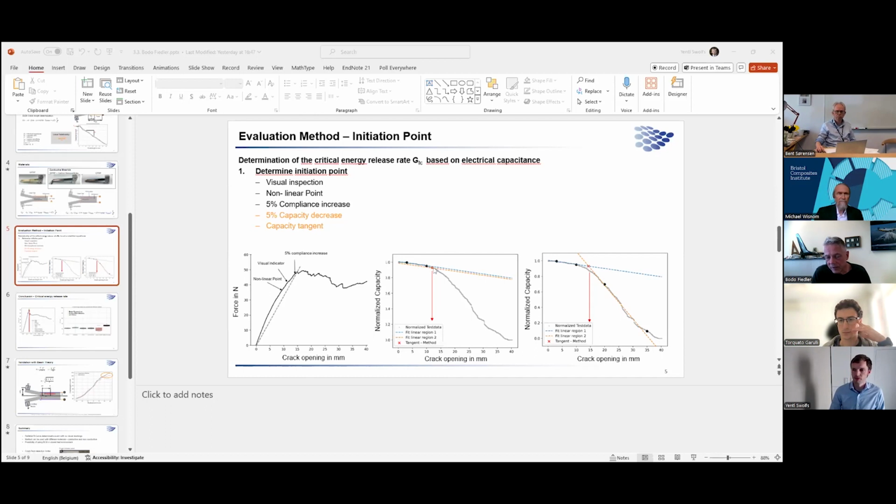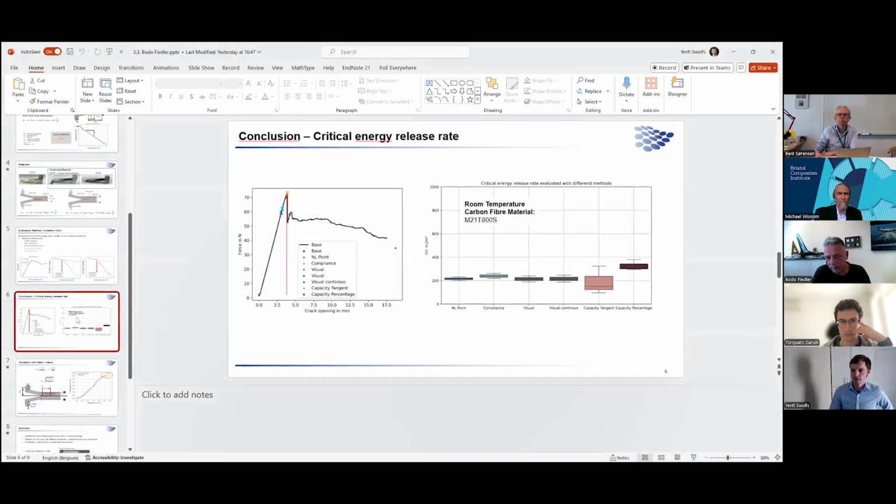And this is just an example for the definition. So it's then maybe a 2% decrease of capacitance, and then you can plot this back in the next slide in the force displacement curve. That's where the corresponding capacitance change is. So that's how you calculate it. Do you want to respond to that, Michael? Oh, okay.